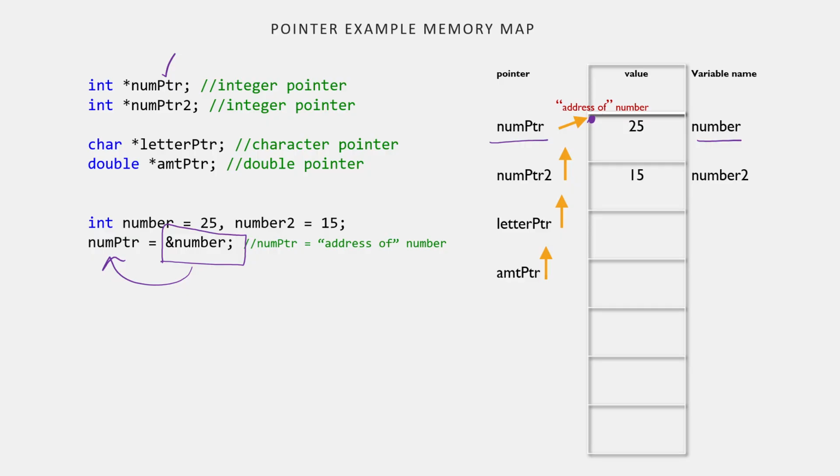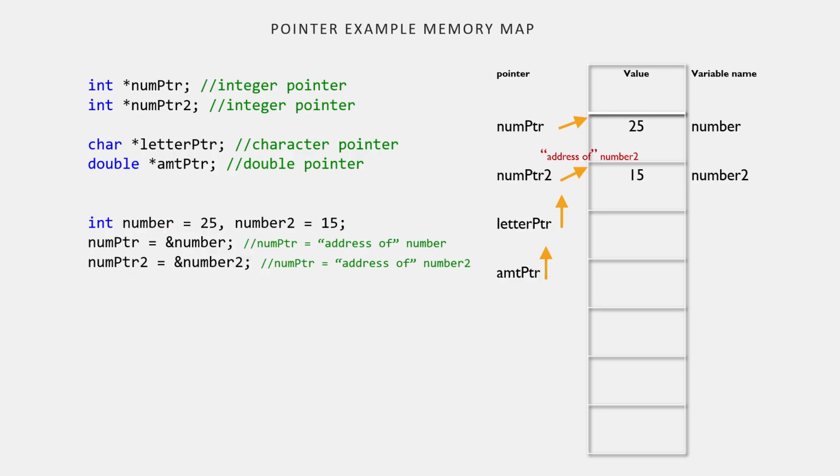I'm just making them related to make this a little more clear to understand, but it's not required that the name of the pointer is related to the name of the variable. But it is required that the data type of the pointer is related to the data type of the variable. Like an integer pointer can only point to an integer.